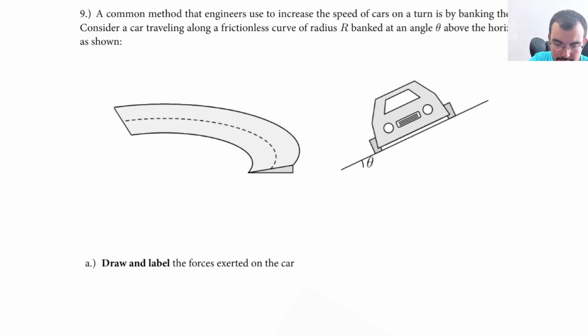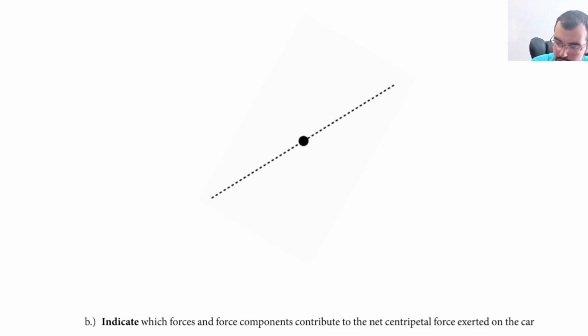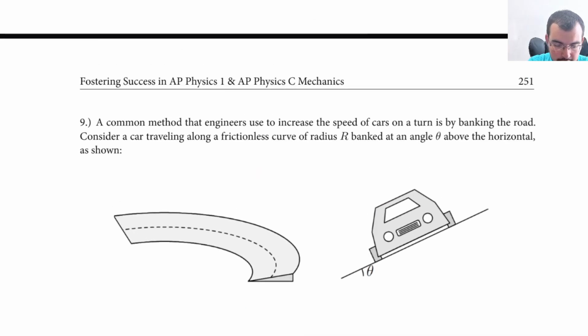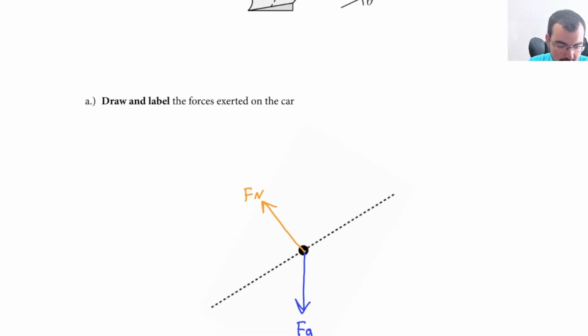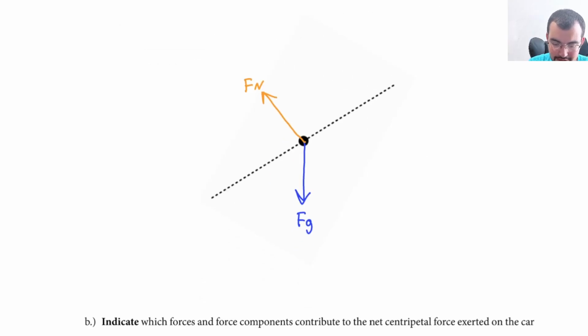So let's draw our forces exerted on the car. We're assuming it is frictionless to make the math way easier. We're going to get some weird assumptions out of this, but the frictionless part makes this very manageable. Okay. What are the forces on the car? Of course, mg, straight down. Normal force, out. No friction. Nothing else. These are actually the only forces we get.